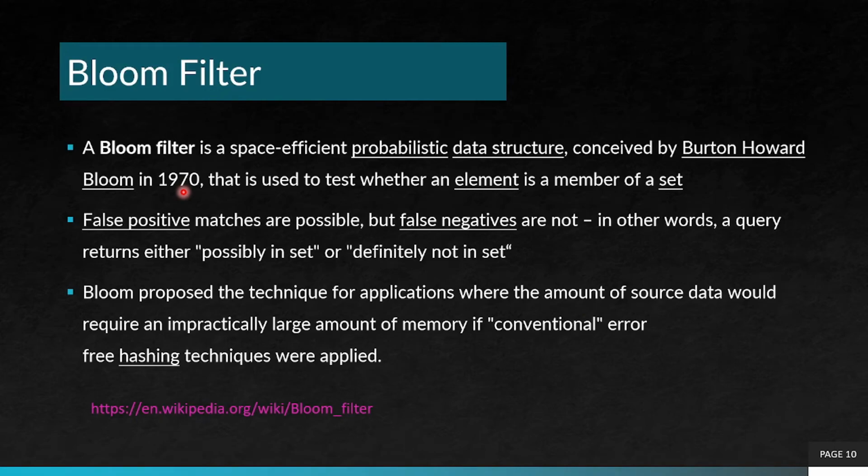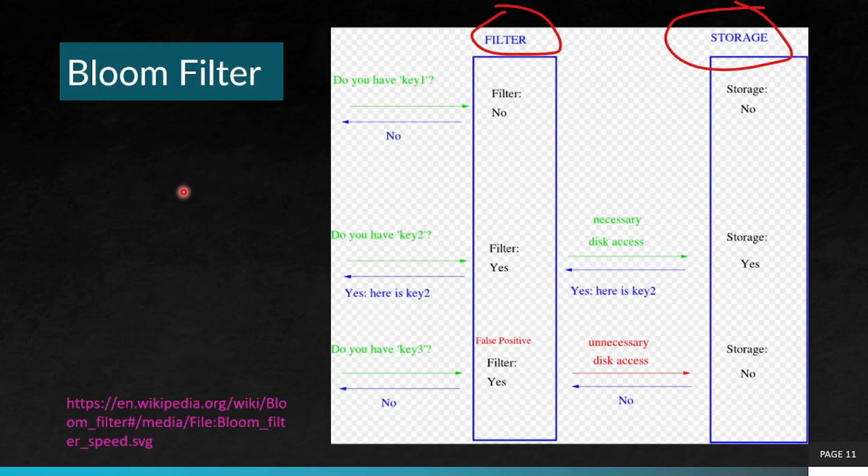So, let's see what a Bloom filter is. It is a very space-efficient probabilistic data structure used to test whether an element is a member of a set or not. False positive matches are possible, but false negatives are not. In other words, a query returns either possibly in set or definitely not in set. Bloom proposed a technique for applications where the amount of source data would require an impractically large amount of memory if conventional error-free hashing techniques were applied. I've given the reference also.